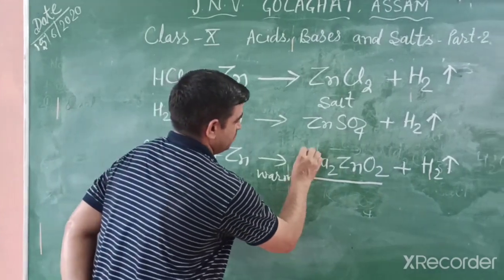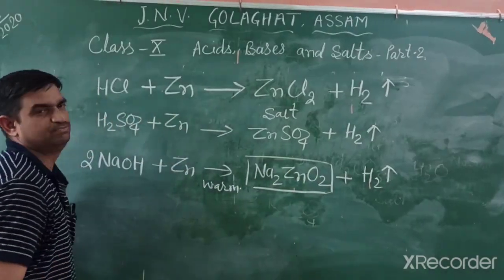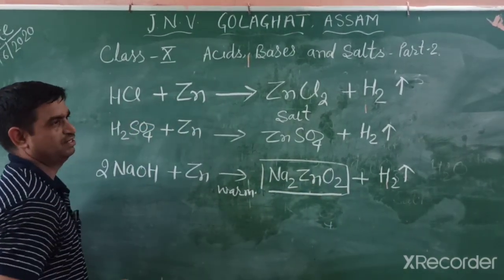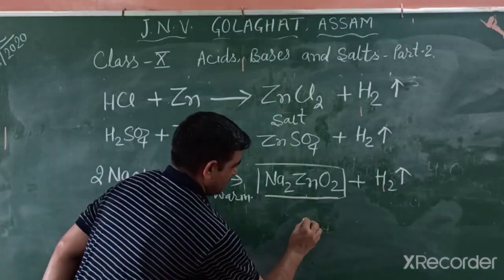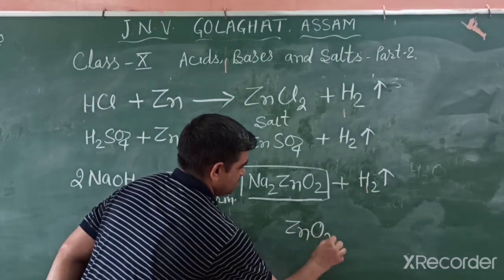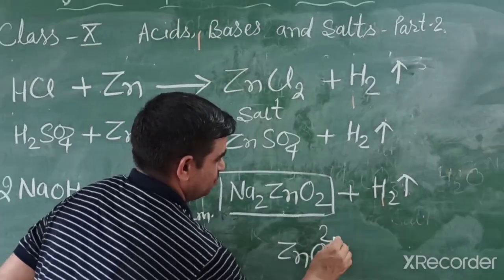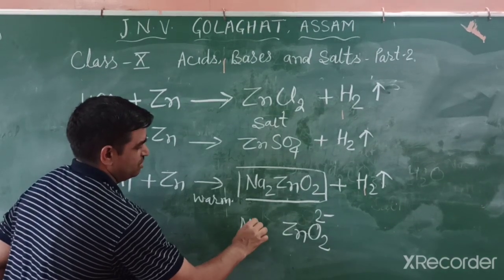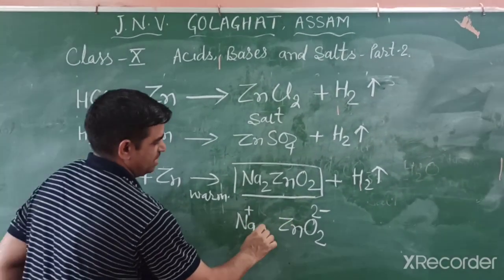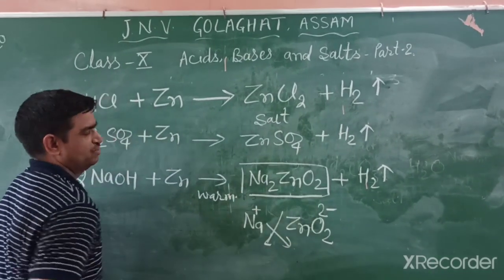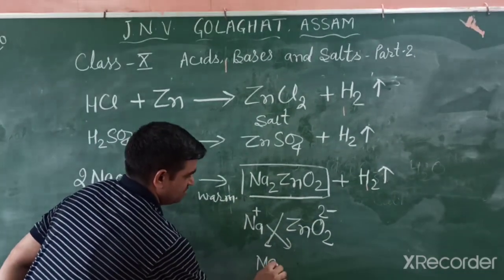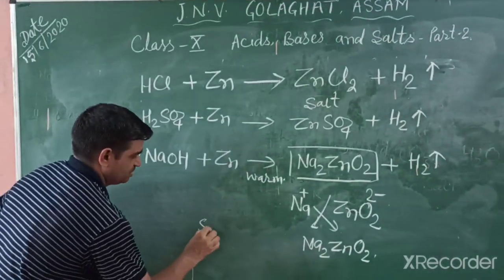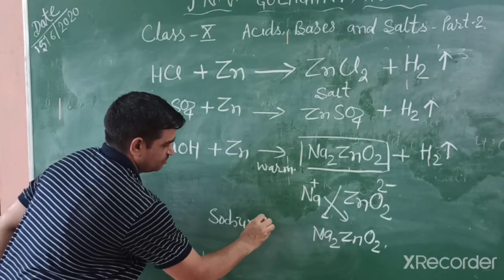But how can we remember the compound formula of sodium zincate? Generally, students do not know the compound or formula. So this ion is known as zincate, and its charge is Zn(O2) 2-. This is the zincate ion, and this one is the sodium ion. So we write the formula by crossing over their charges. So that is sodium zincate, Na2Zn(O2). This name is sodium zincate.